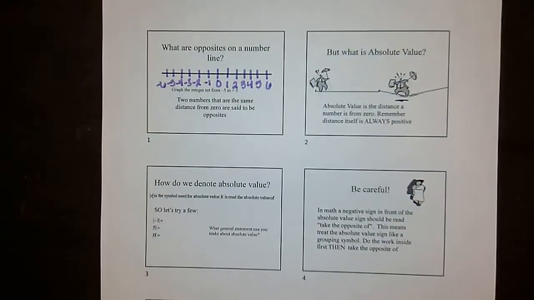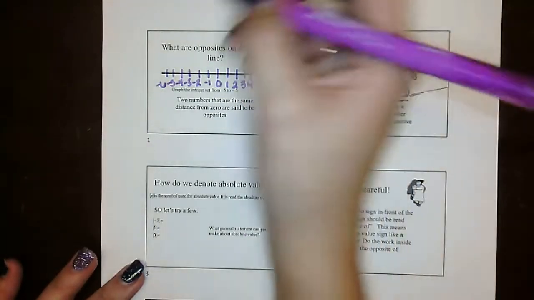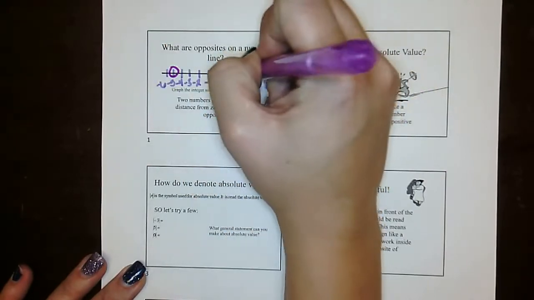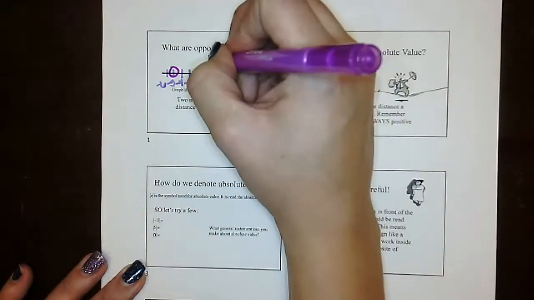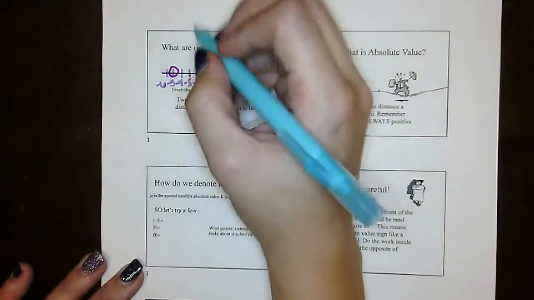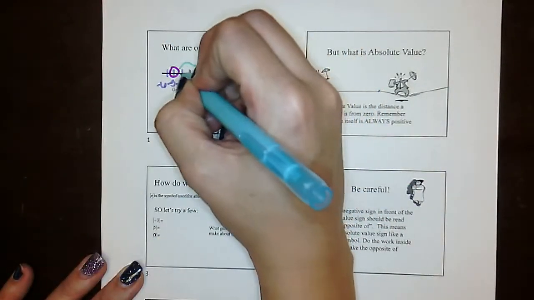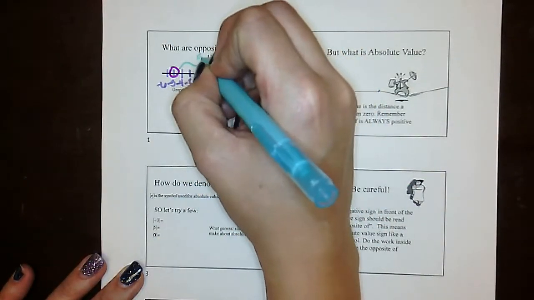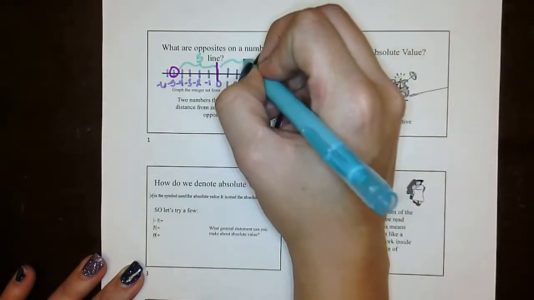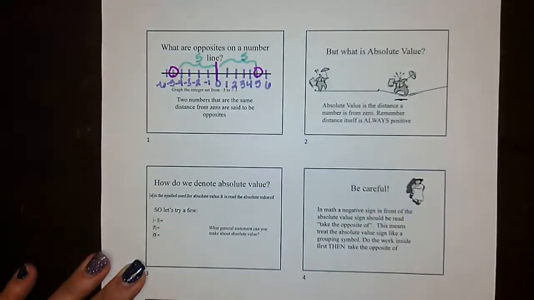so we have our number line. Opposite values, this says graph -5 and 5. So -5 and 5. They are both equidistant from 0. So -5 is 1, 2, 3, 4, 5 from 0. And 5 is also 5 from 0. So these are opposites on a number line.